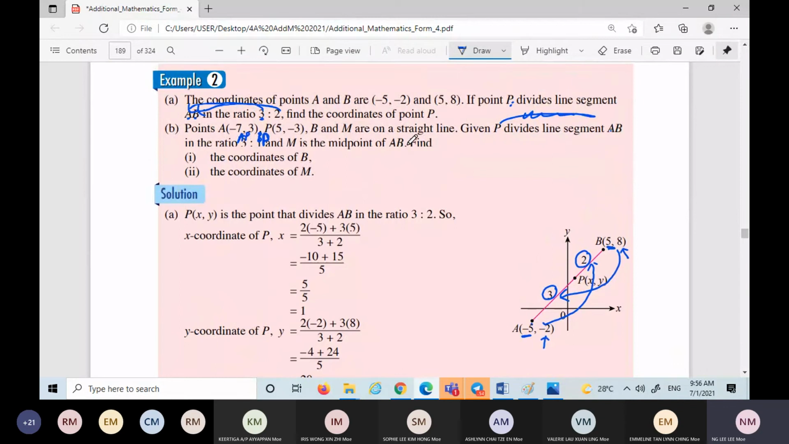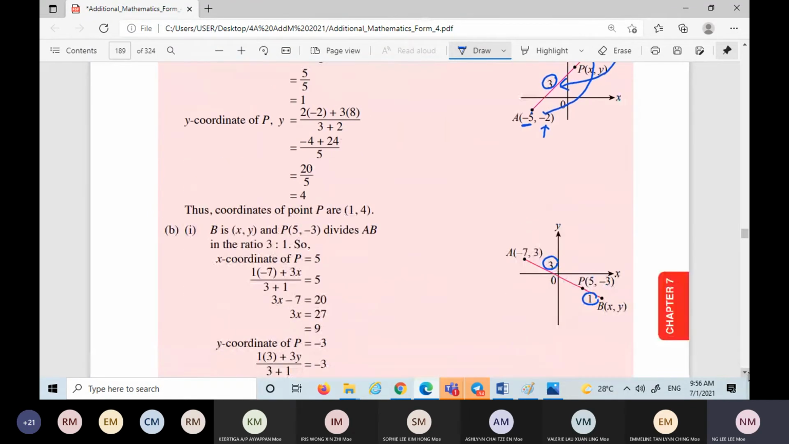Okay, M is the midpoint of AB. For the M afterwards we will do, first of all, find the coordinate of B. This one is a little bit different, because the internal point they give you the coordinate. One of the points of AB they give you, the other point they didn't give. This one you just use the formula.